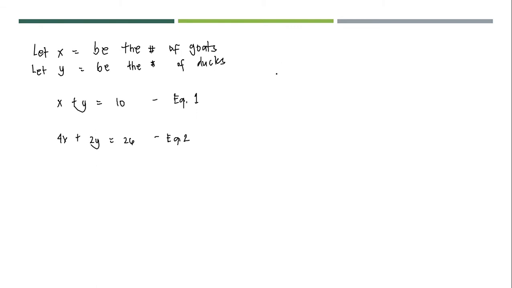So we have number of goats, number of ducks, number of animals, and number of legs.